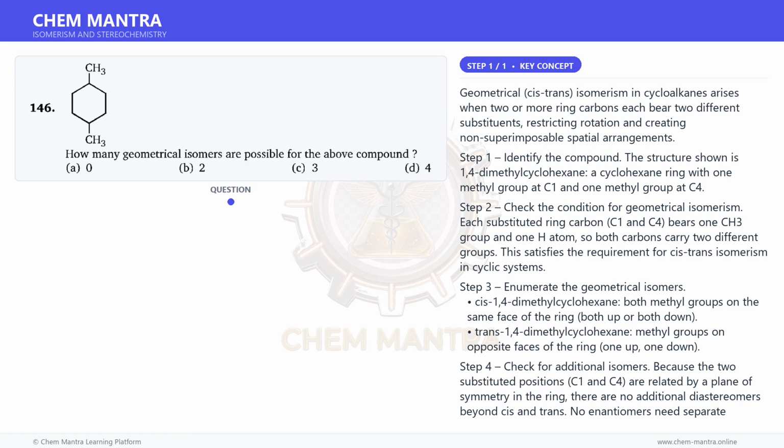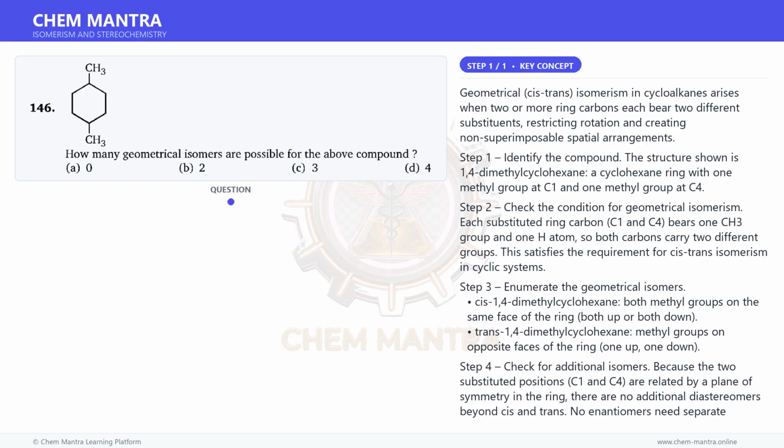Step 3. Enumerate the geometrical isomers. Cis 1,4-dimethylcyclohexane, both methyl groups on the same face of the ring, both up or both down. Trans 1,4-dimethylcyclohexane, methyl groups on opposite faces of the ring, one up, one down.